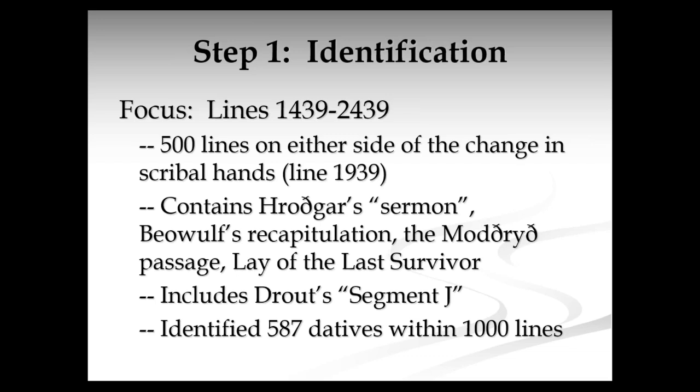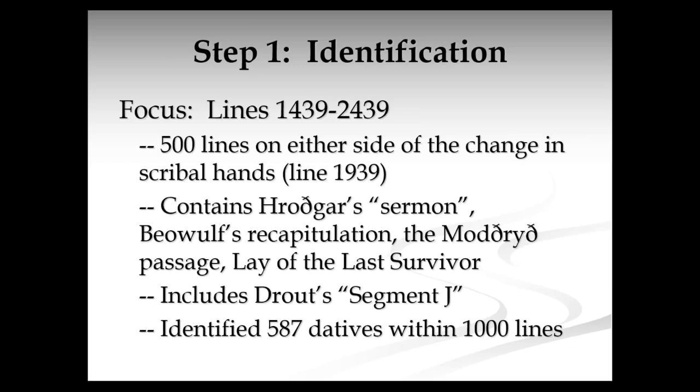And so this segment of 1,000 lines contains a few of the notable passages in the poem. It's got what's known as Hrothgar's sermon, Beowulf's recapitulation speech about his journey and all his exploits when he returns home. It does include Drout segment J.